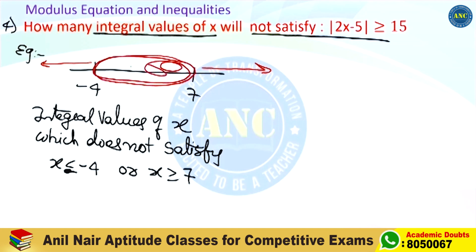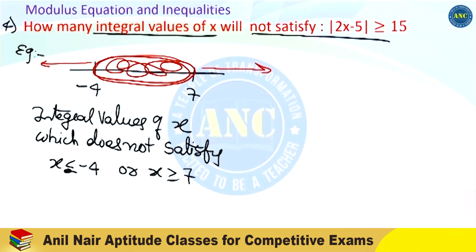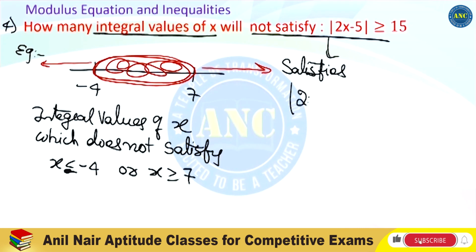This will be the region which will satisfy the equation. I hope it is clear, right? Something which will not satisfy greater than or equivalent to will satisfy less than. So the question can be nothing but which satisfies the equation mod of 2x minus 5 less than 15.